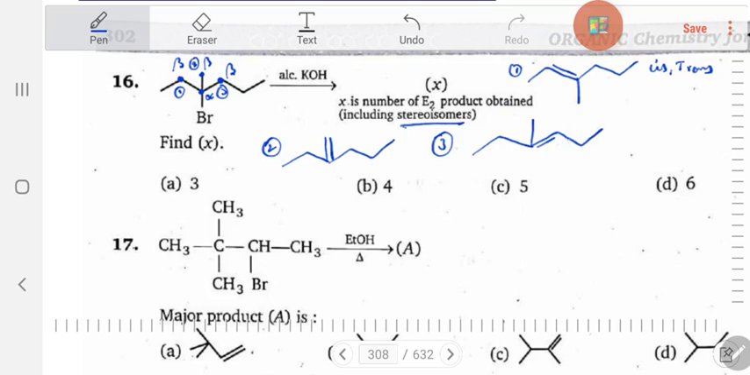Now again, this ethyl and that ethyl. So here also again cis-trans possibilities. So totally the number of isomers generated is 5. This is the correct answer.